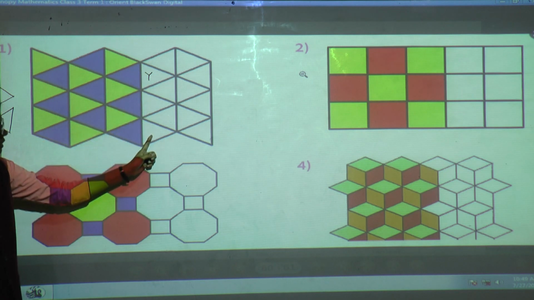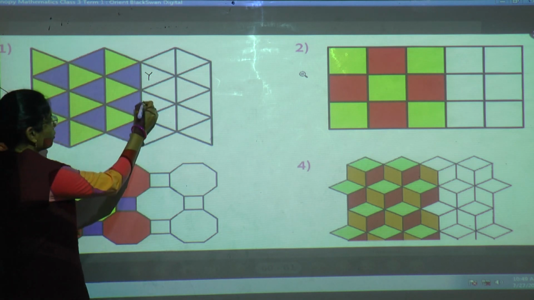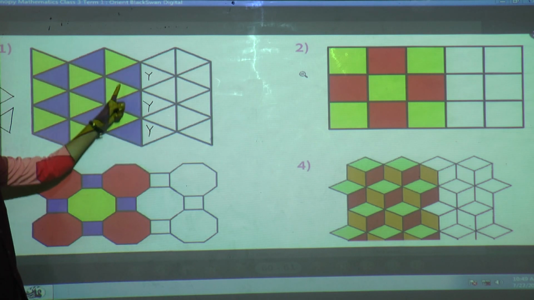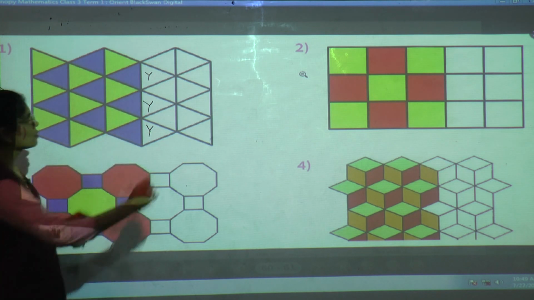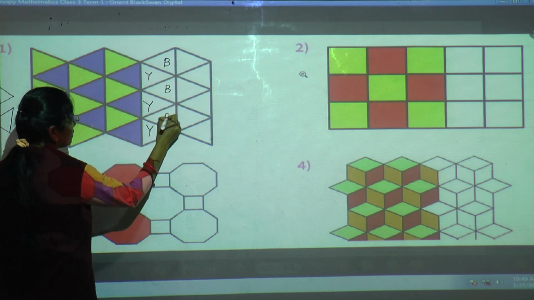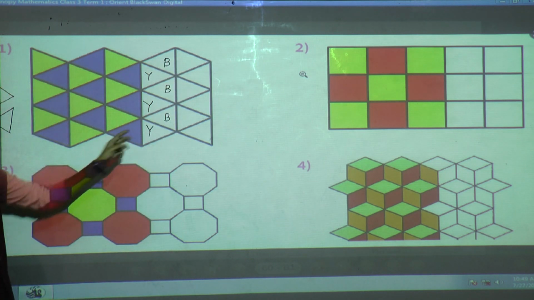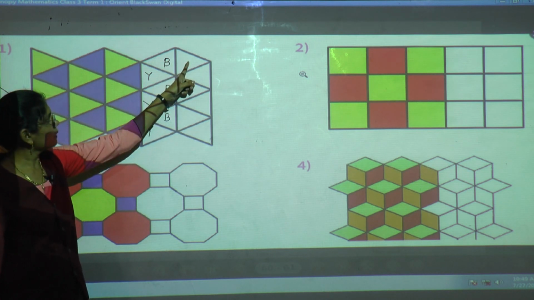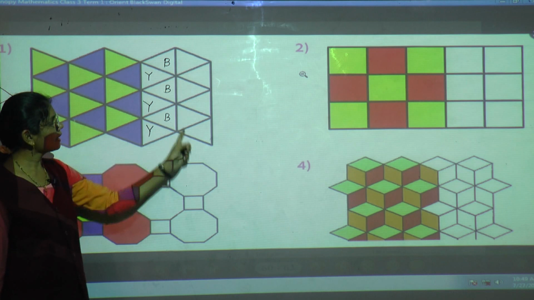So you have to give yellow color here. Then see this full line, yellow, yellow, this is also yellow. After yellow, blue color is there, isn't it? So you have to give here blue color. B means what? Blue. I am not going to color it, you have to color in your textbook. After B means after blue, again yellow color.